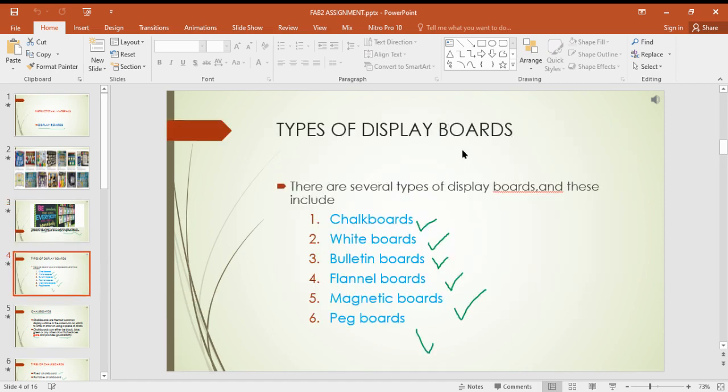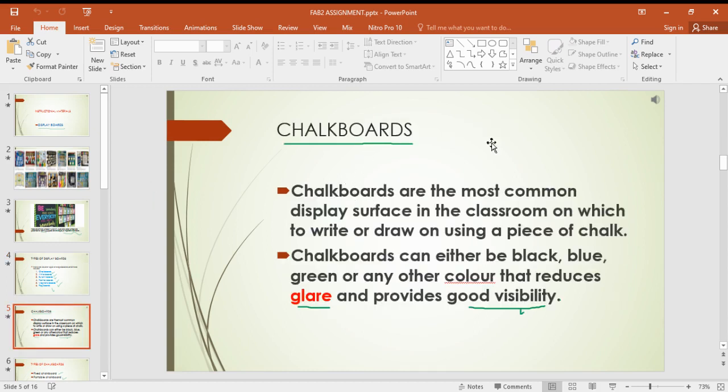There are several types of display boards. The first ones we have are chalkboards, whiteboards, bulletin boards, flannel boards, magnetic boards, pegboards. We shall now look at the first type of board, and the first one is the chalkboard. Chalkboards are the most common display surface in the classroom on which to write or draw using a piece of chalk. So as the name suggests, with the chalkboards you write using the chalk.